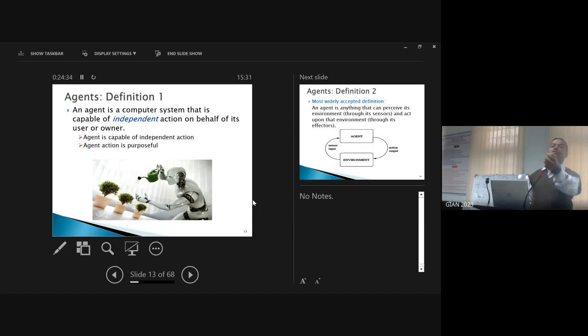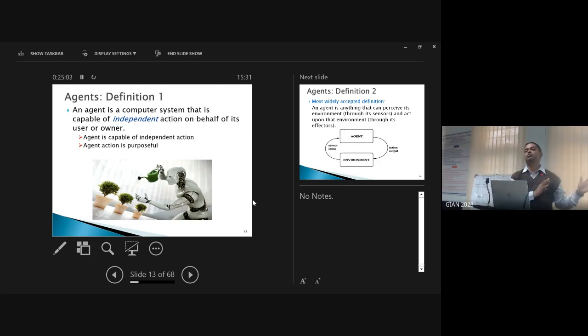For that, he will charge you. The same thing applies here. The idea is you are a very busy person who doesn't have time but has money. So instead of wasting time, you give money to a travel agent, and he does it for you on your behalf. The same thing here: the agent will be doing things on behalf of its user or owner. So that is a human agent.